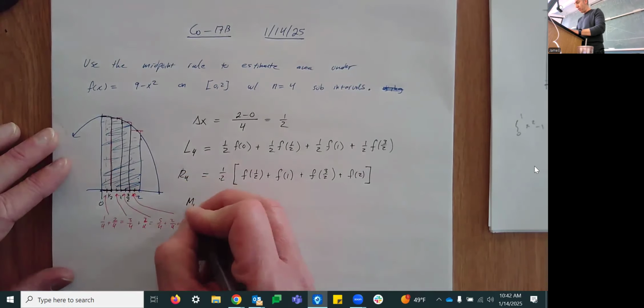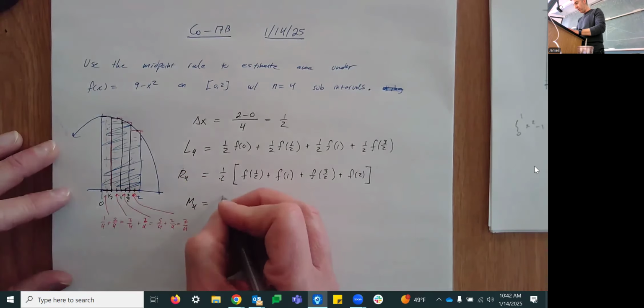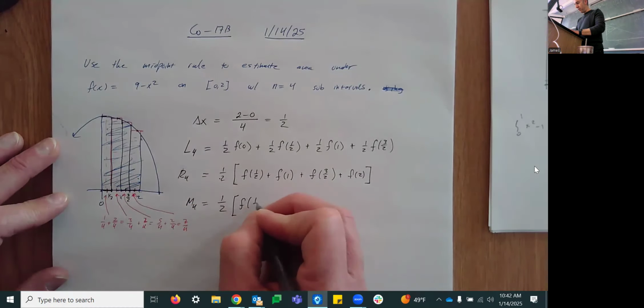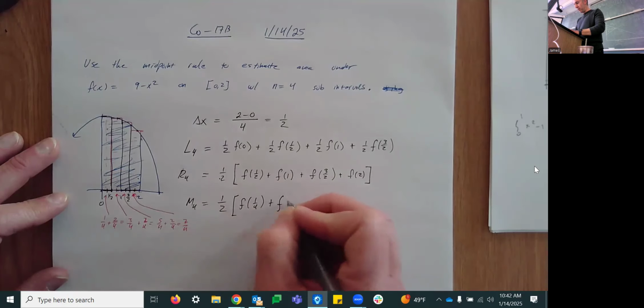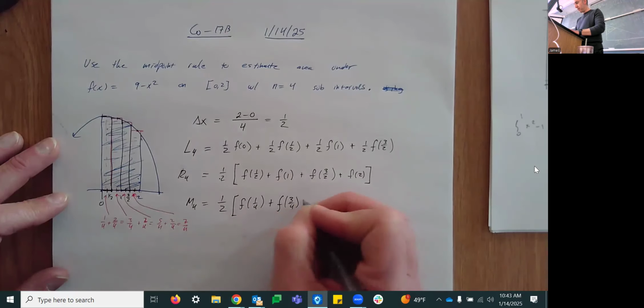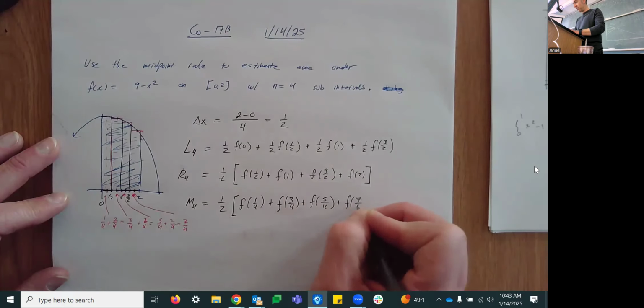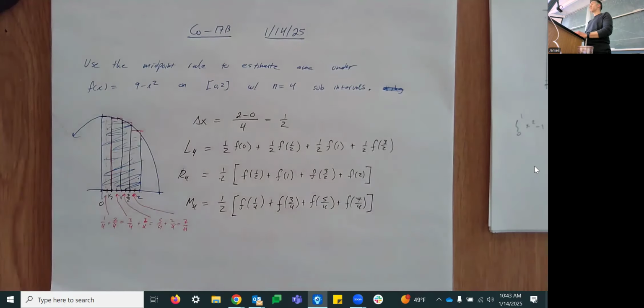So those are the points we're plugging in, and then it's just the same thing. So M4 is going to be, well, all your bases are still 1/2, and now your heights are going to be f of 1/4, f of 3/4, f of 5/4, and f of 7/4. Which we could calculate, just kind of a terrible pain because the numbers are not particularly nice here. So you're plugging in fractions to something being squared, so it gets a little bit dicey, but certainly doable.